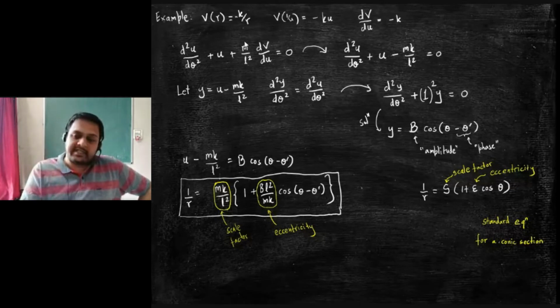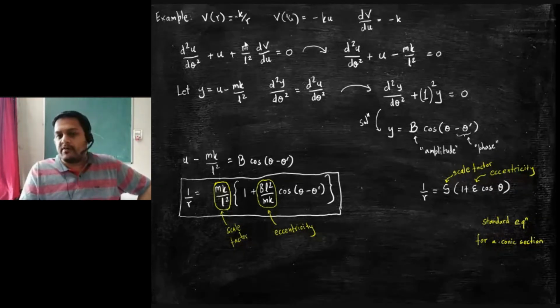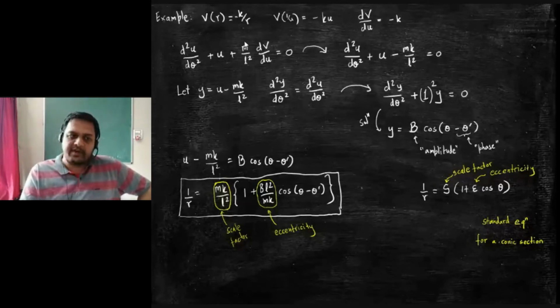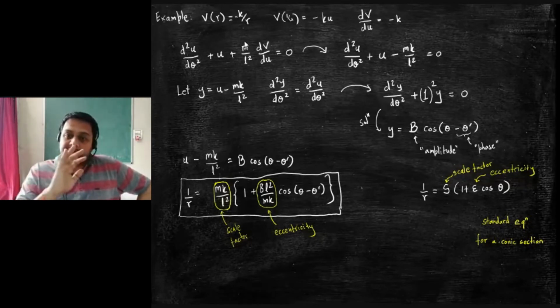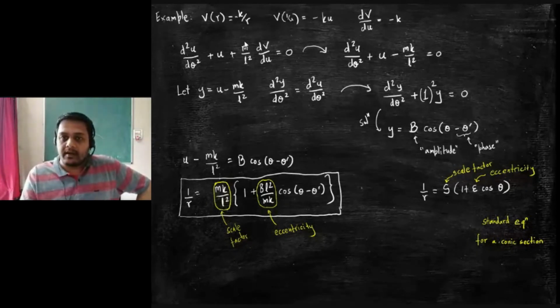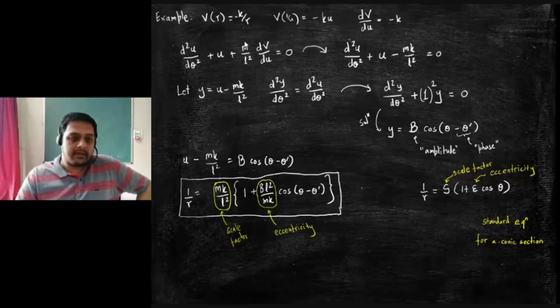Namely, first thing, the orbit is always a conic section. So you can have orbits which are circular, elliptical, parabolic, or hyperbolic. No other possibilities are there. This is a very big jump in our understanding.